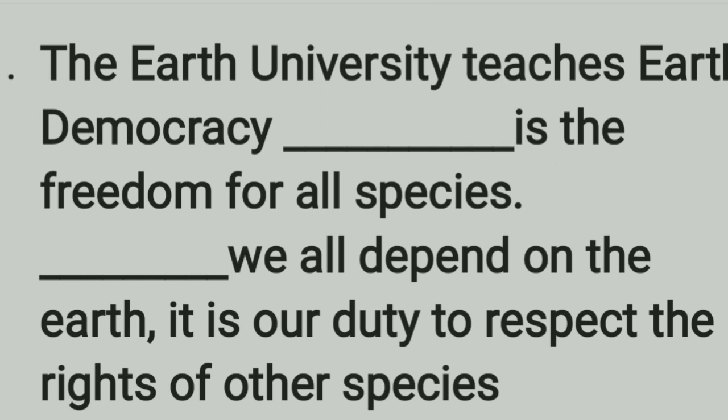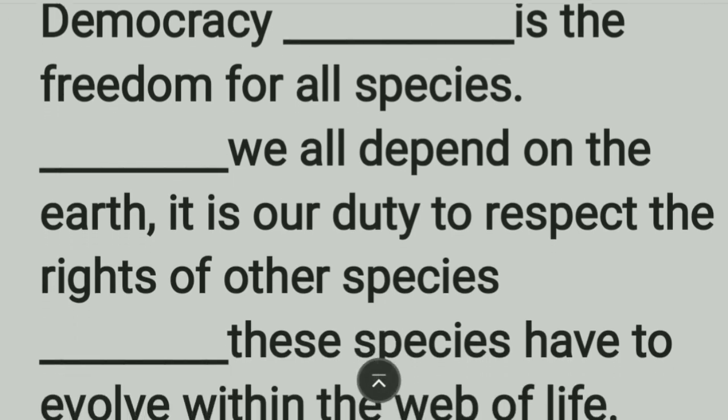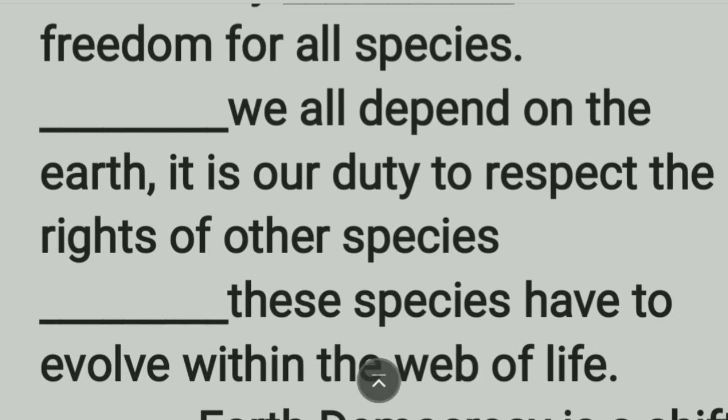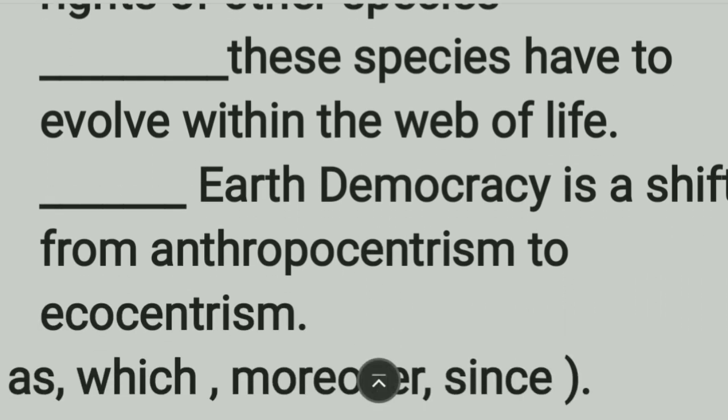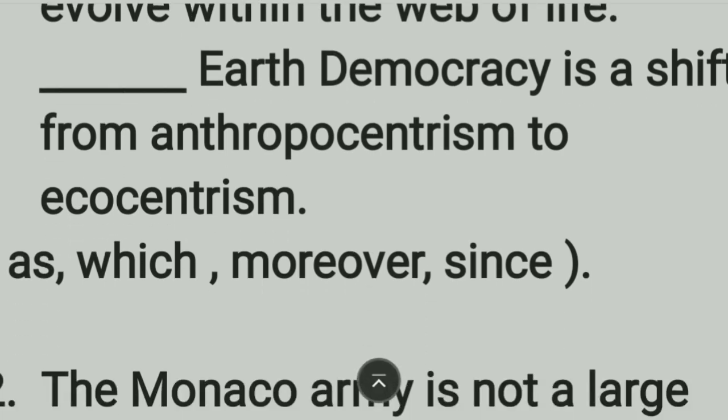The Earth University teaches Earth democracy is the freedom for all species. We all depend on the Earth. It is our duty to respect the rights of other species. These species have to evolve within the web of life. Earth democracy is a shift from anthropocentrism to ecocentrism. So, what are the linkers given here? As, which, moreover, and since.